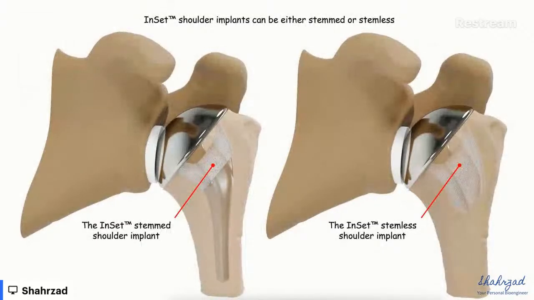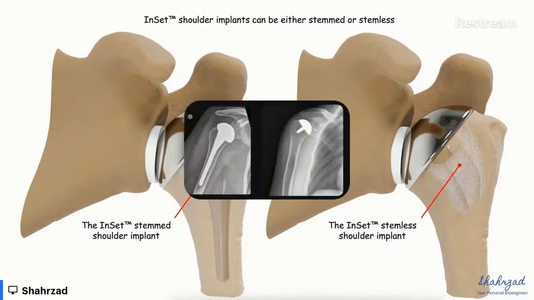We have this example as well. It's called inset shoulder implant, and it can be stemmed, like this one to the left right here, or stemless, which basically has a much shorter area that is implanted inside the bone right here. So this is another design, and you can see similar structures in the X-ray right here.